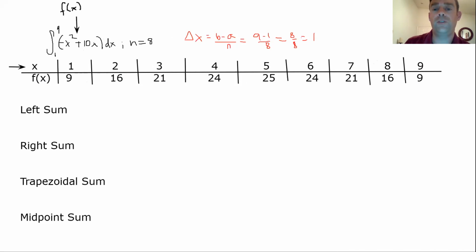Okay. Why don't you guys go ahead and pause the video now and see if you can do a left sum, right sum, trapezoidal sum, and a midpoint sum. Go for it. All right, here we go. Let's see how you did. Again, the width is 1, so we've already created all these to be 1, which is what we said we were going to have to begin with.